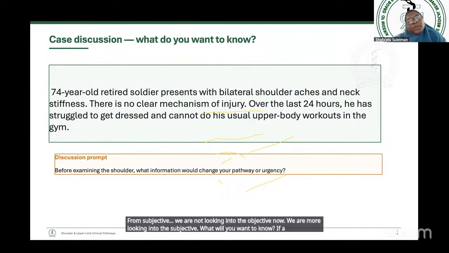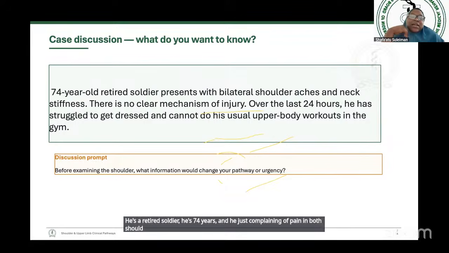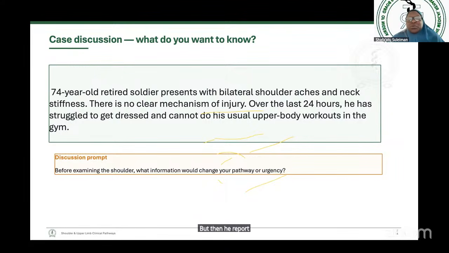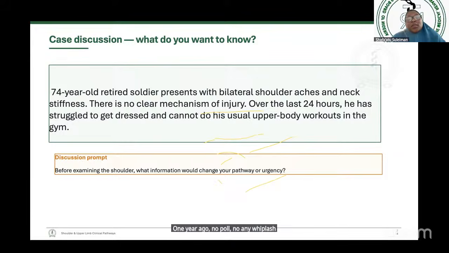If a patient comes to you, he's a retired soldier, he's 74 years, and he's complaining of pain in both shoulders and stiffness in the shoulders and neck as well, but he reports no injury. Have you fallen 2 weeks ago? No. One year ago, no fall, no whiplash, no accident.